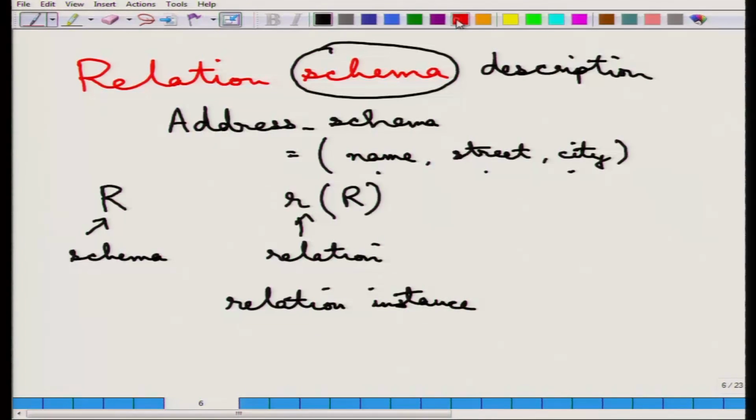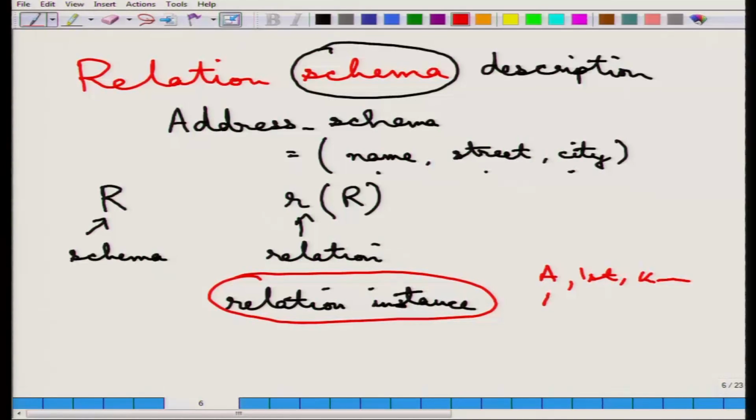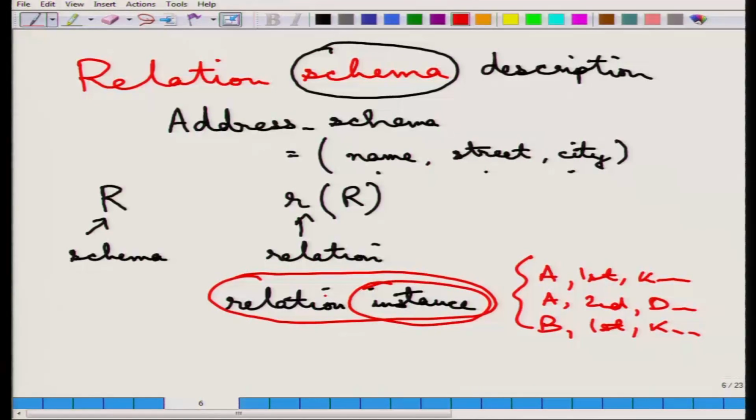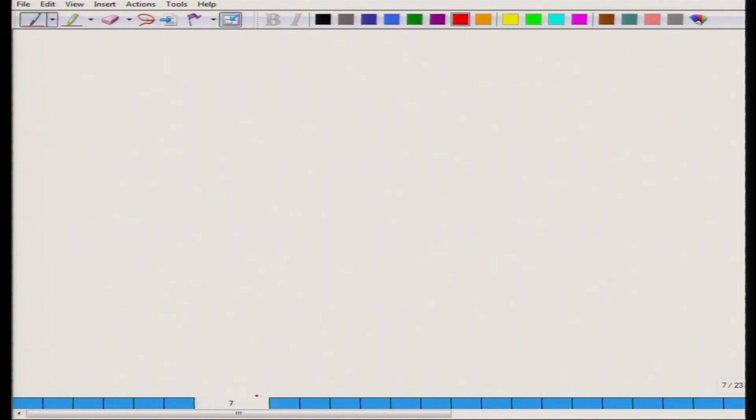So a relation instance, let us highlight it. This is a relation instance. This is the table we saw last time. We saw this example, A first Kolkata, A second Delhi, and B first Kolkata. This is a particular instance, because in another relation it may happen that there is an A second Delhi and a B first Kolkata and so on. So once more, a relation schema is a description of how the relation should be defined, for example this address schema, and the relation must say which schema it comes from, and then there is a relation instance.